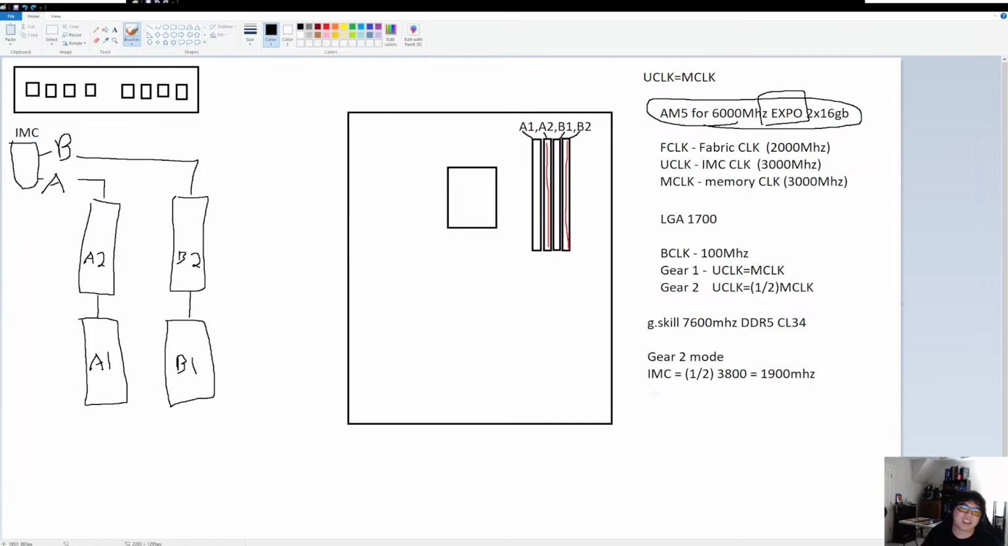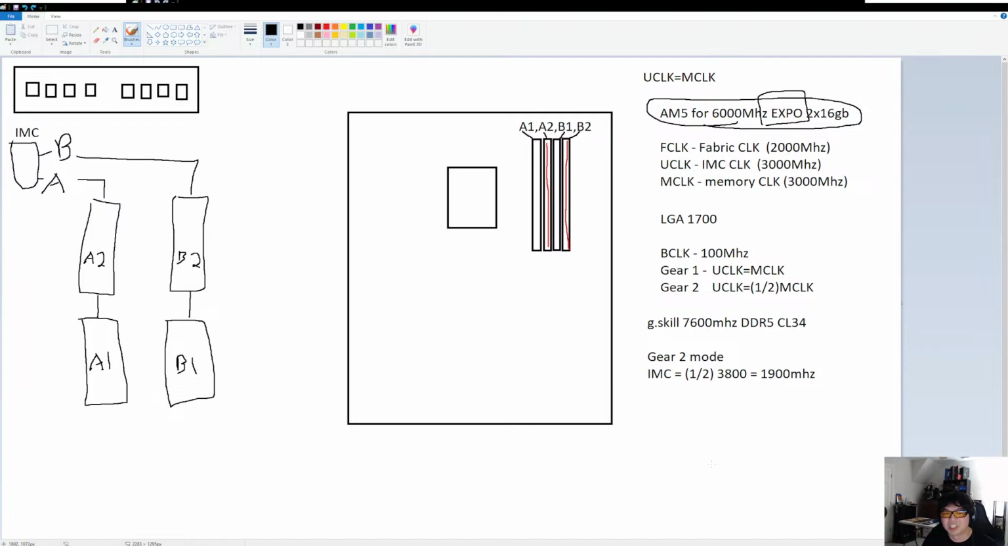You'd have to go to like 8,000, because at 8,000, what is that? That's 4,000. The actual memory clock is 4,000, because remember, it's double data rate. So it's 4,000 for 8,000 RAM. Or 8,000 megahertz or 8,000 megatransfers is actually 4,000 megahertz. And then the IMC in Gear 2 mode is going to be half of that. So at 8,000 megahertz RAM, the Intel integrated memory controller is really only running at 2 gigahertz or 2,000 megahertz.